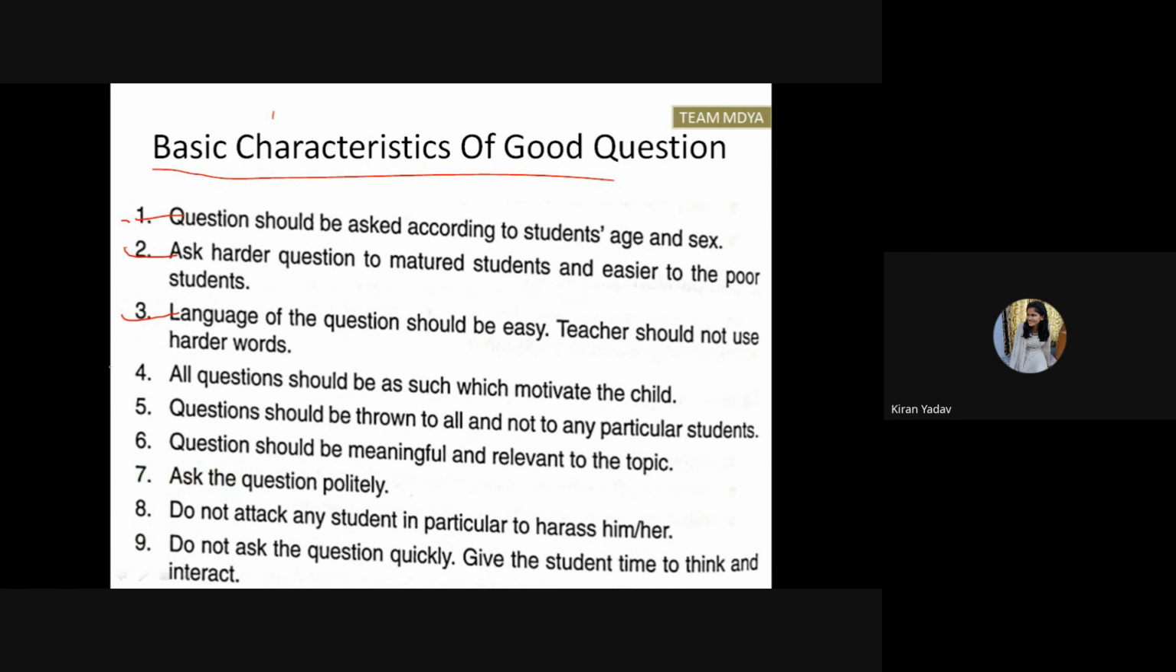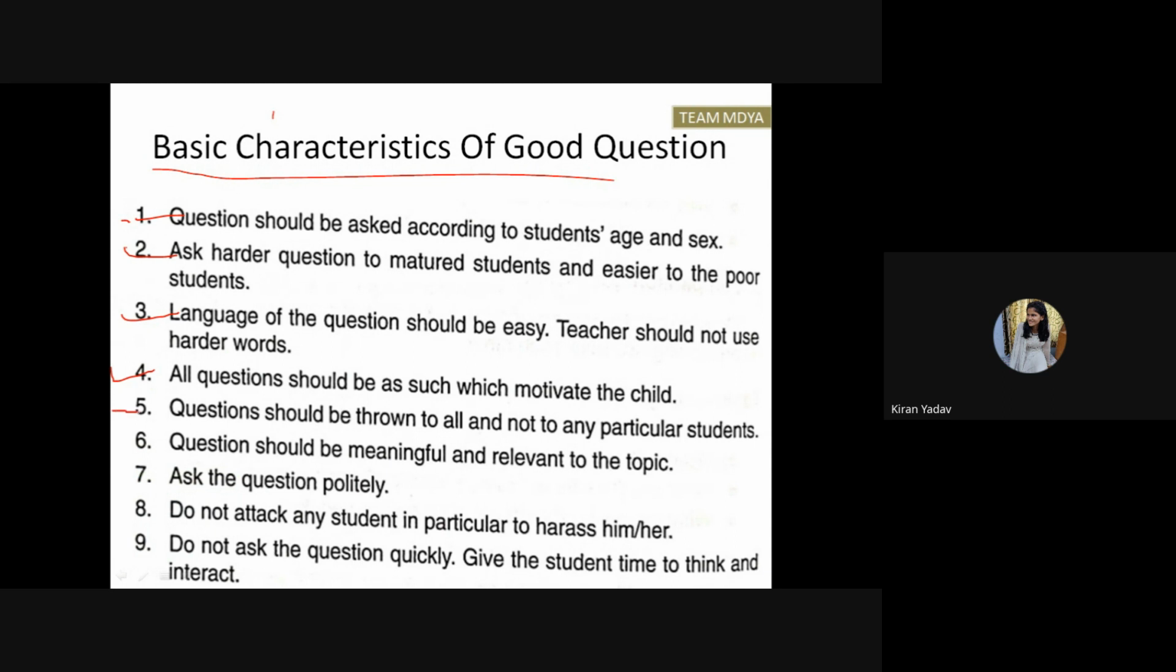Then the next point is that all questions should be such that they motivate the child. The purpose of questioning should not be to demotivate the child, that they don't know anything, but the purpose of questions should be to motivate the child in their learning process.